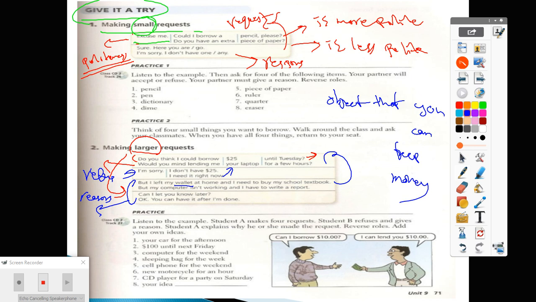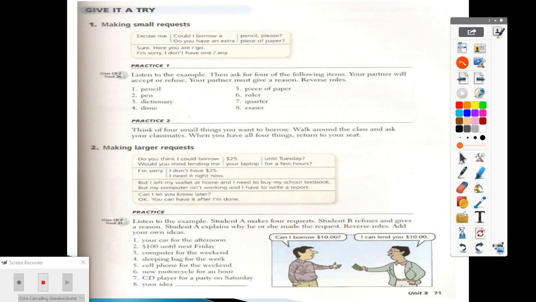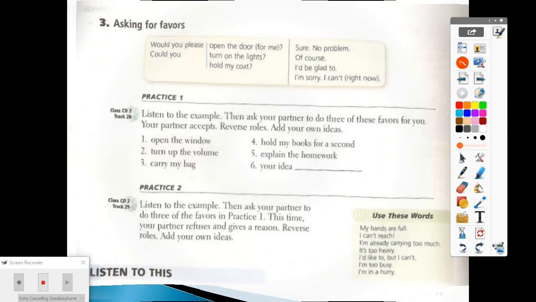Can I let you know later? Okay, you can have it after I'm done. Okay? After I'm done. Now, can I let you know later? Okay, you can have it later, when I'm done. This is related to our today's topic: larger requests, asking for favors.